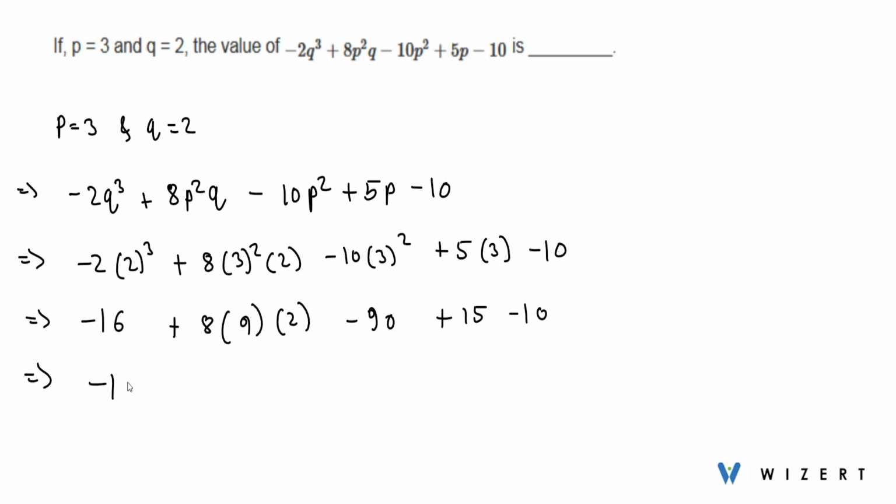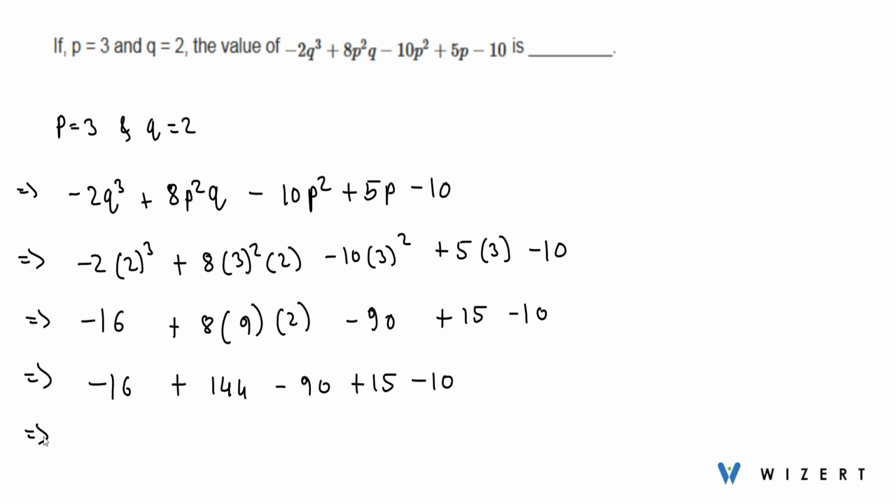So we will have minus 16 plus 8 multiplied by 9 multiplied by 2 will give us 144. Then minus 90 plus 15 minus 10. So let's use the calculator and find the answer.